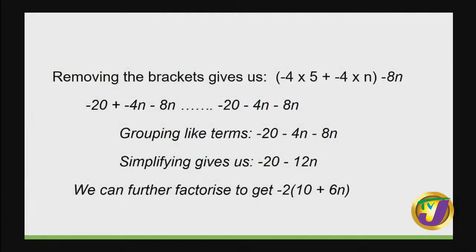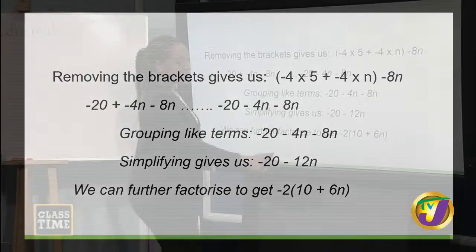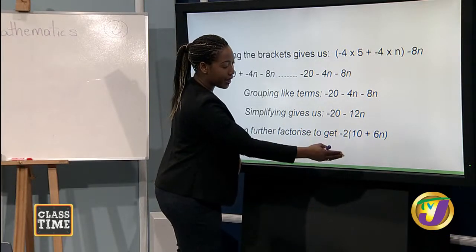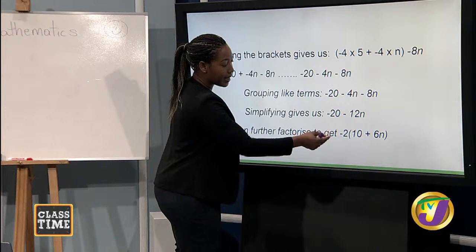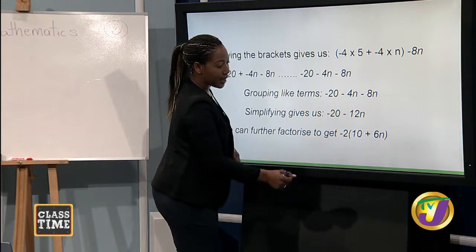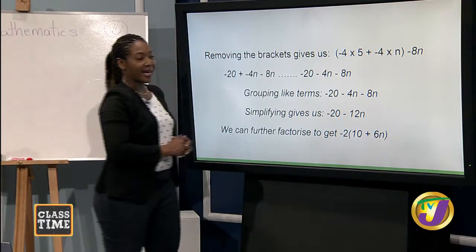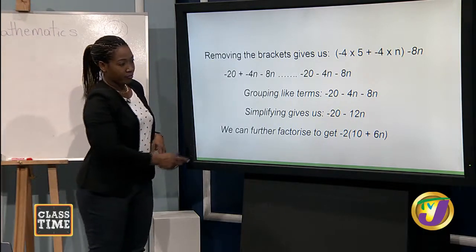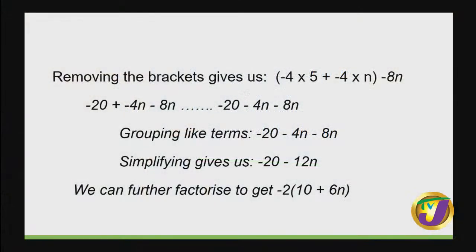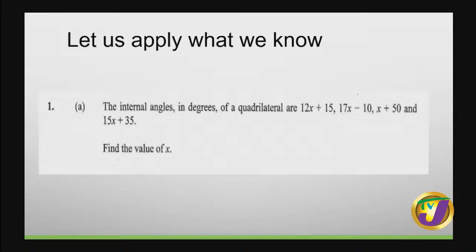Remember, whenever you factorize out a term, whenever you carry out the calculation, whenever you undo the factorization, so if I were to multiply the negative 2 by whatever is in the bracket, I must get back what I started with. Let's just run through that. Negative 2 multiplied by 10 will give me negative 20. Negative 2 multiplied by positive 6n will give me negative 12n. All right.